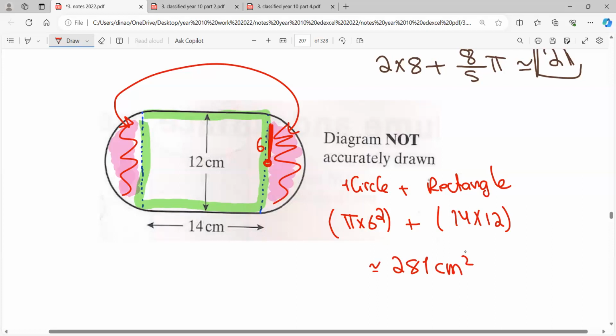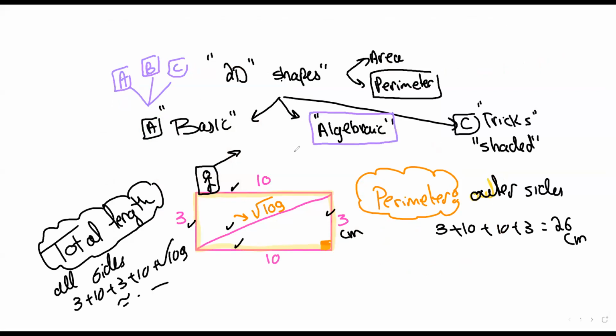Okay. Now, I think that's enough. We're going to move on. What was the second part? The algebraic question. Okay, the algebraic questions.